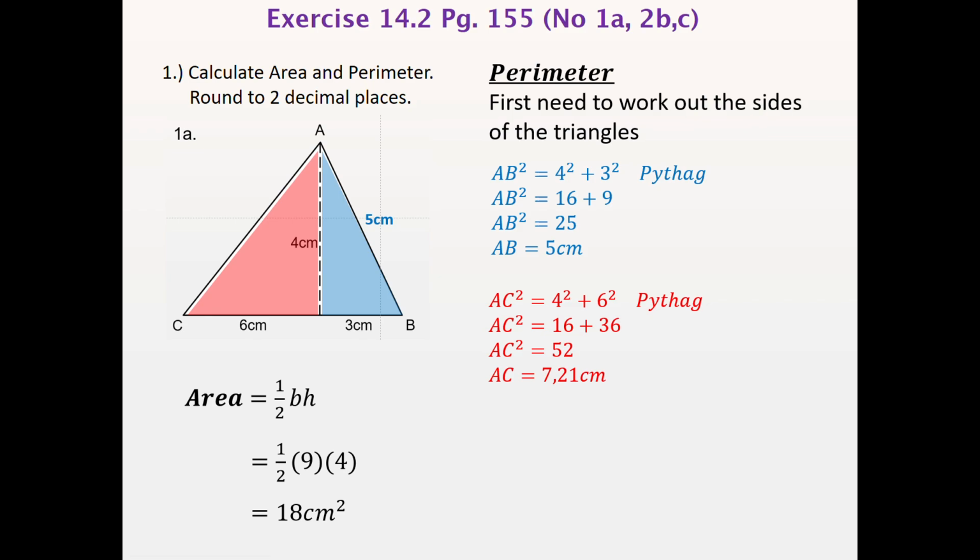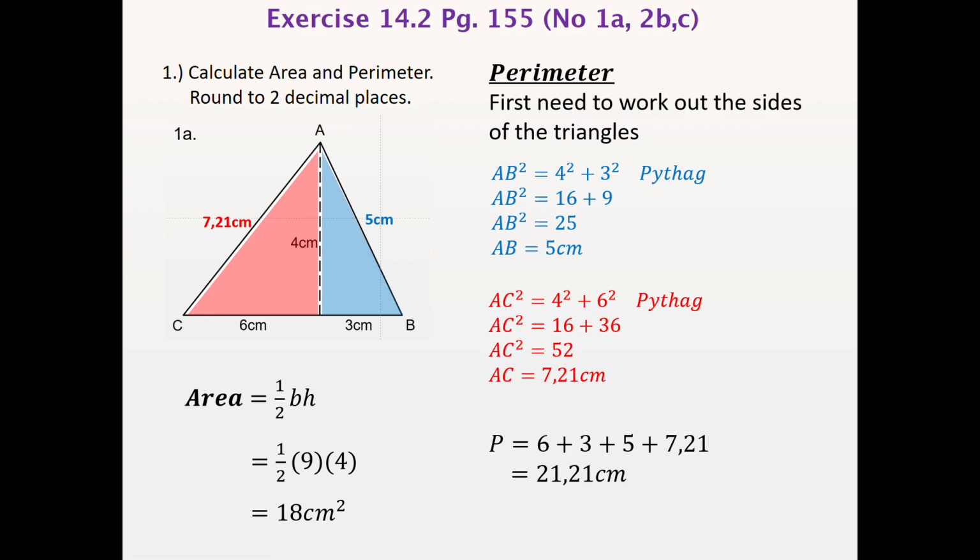Okay, so they wanted the perimeter. So I'm just going to add all the outside. So don't add the 4 because the 4 is inside. You're only adding the outside of the triangle. So if I add all of those, then I'm going to get 21,21 centimeters.